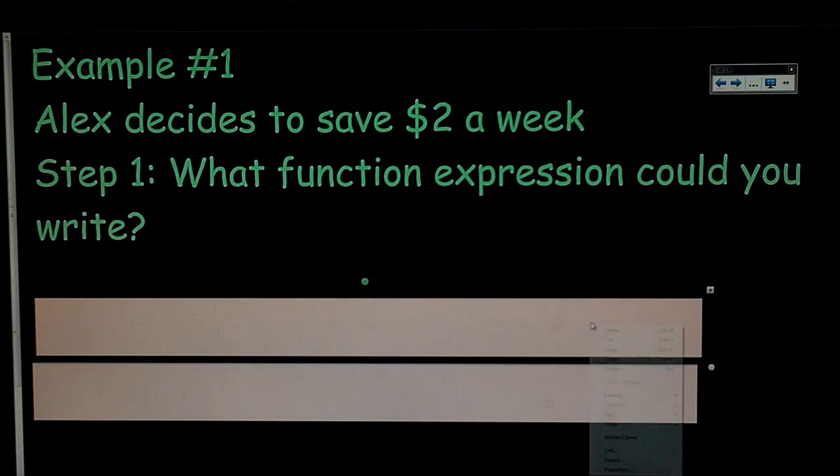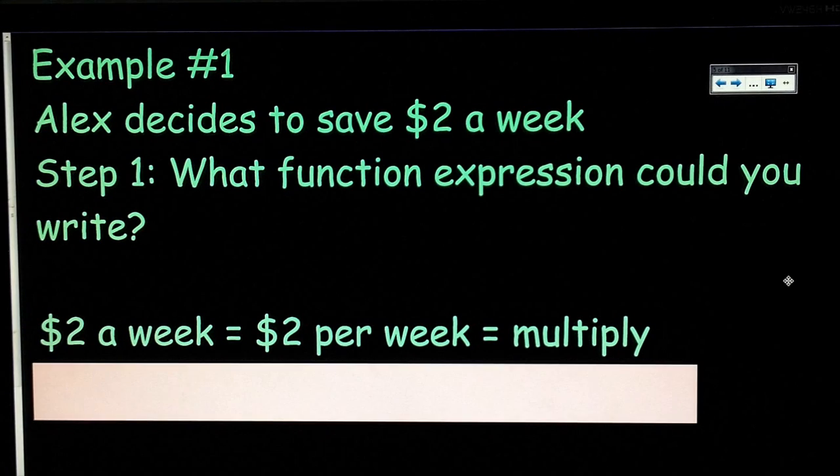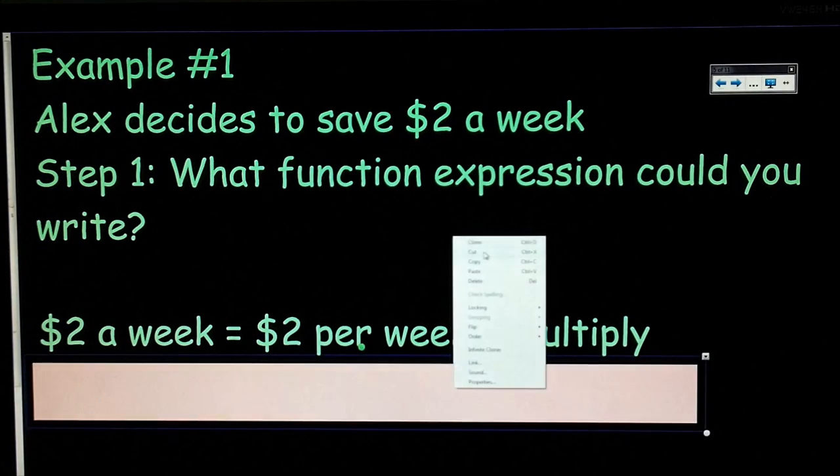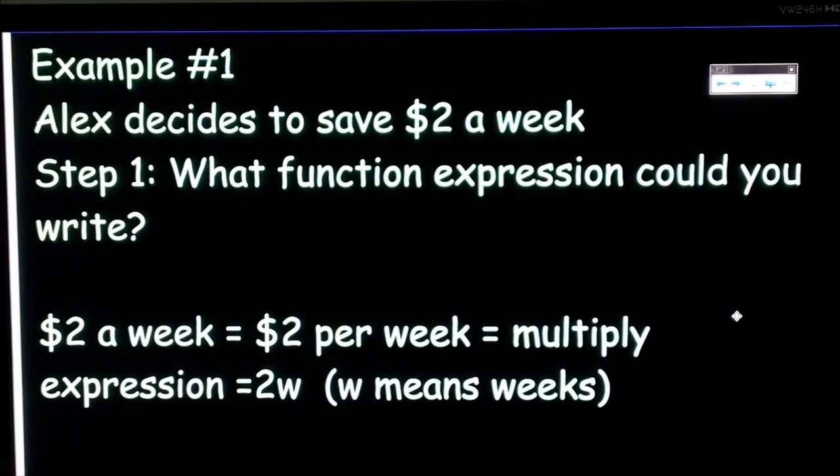When looking at the problem, what I noticed is that it said $2 a week. And so the first thing I thought is $2 a week is $2 per week, which means to multiply. So I knew in this problem we really only had one operation. All we were worried about was multiplying by 2. Now I chose the expression 2w, where w means weeks, but you can choose any variable you choose.